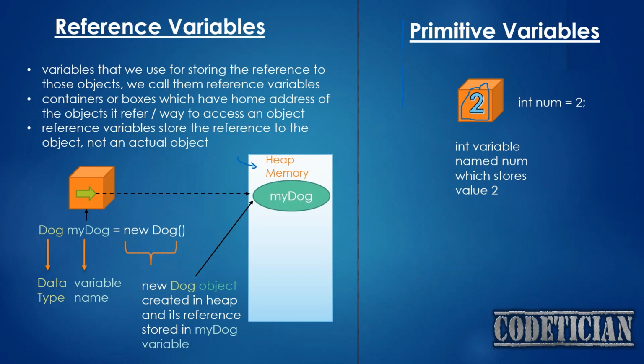So suppose Dog is a class. The declaration will be done in the same way: Dog is a data type, and then myDog is a variable, and then I'm initializing it with this new constructor, creating a new Dog object. So this object is stored in heap memory and this variable will have the address of this object. The actual object will not be stored in this variable. It will just have a way or an address to access that object.